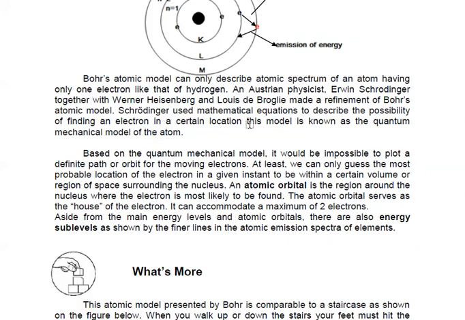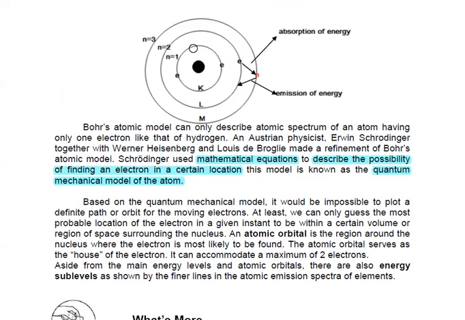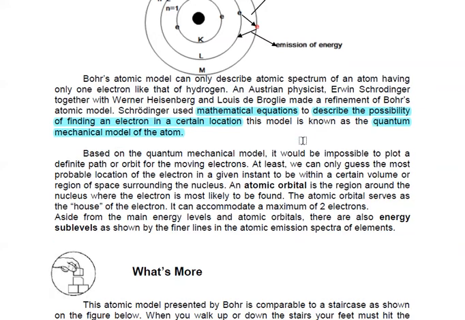Later on, Erwin Schrödinger, together with Werner Heisenberg and Louis de Broglie, made a refinement of Bohr's atomic model. They upgraded it. Schrödinger used mathematical equations to describe the possibility of finding an electron in a certain location. And this model is now known as the quantum mechanical model of the atom.